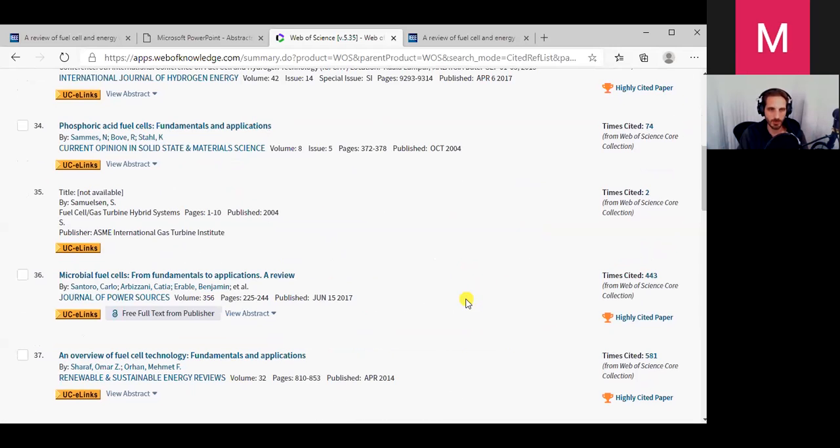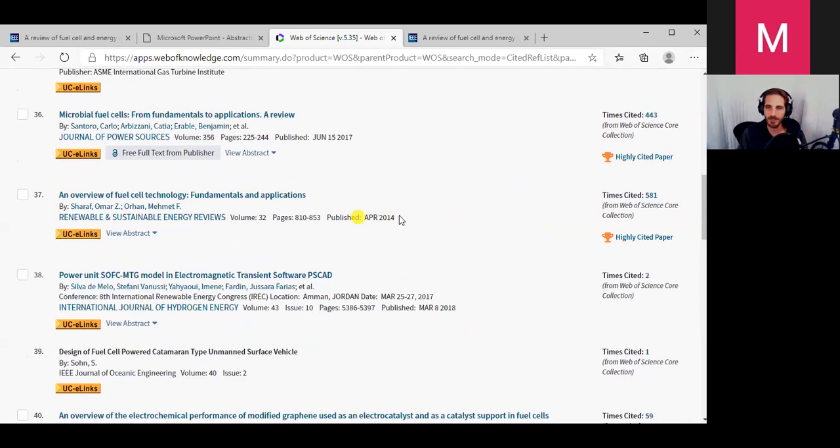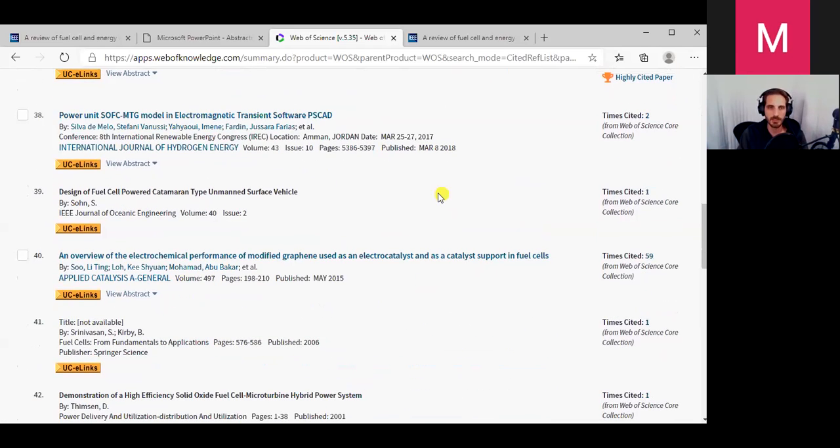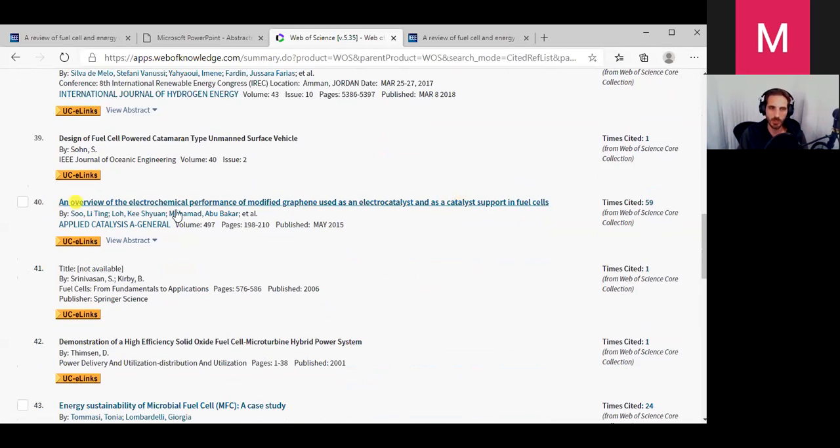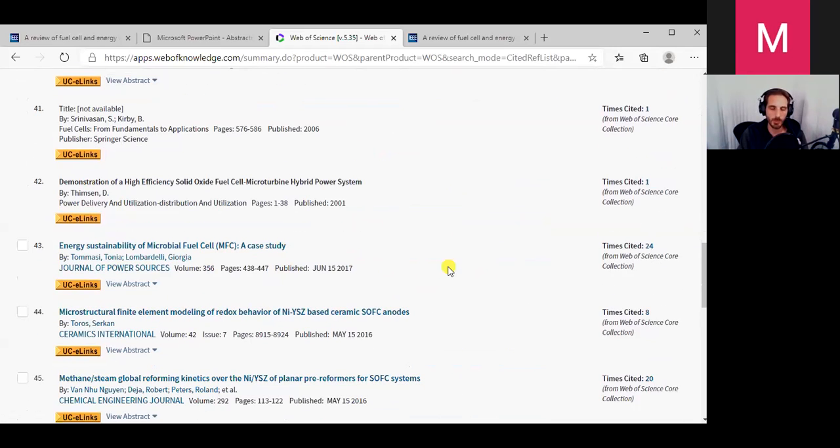So let's just take a quick look through here. Looks like a lot of review papers in here. Overview of fuel cell technology. Not going to help me very much. Overview, again, a little bit too broad for me.